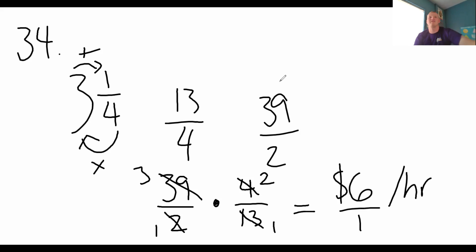I did 19.50 as a decimal and then did it that way instead of making a fraction. I didn't even think about that. How'd you end up doing it? I want to see. I'm going to have to come look.